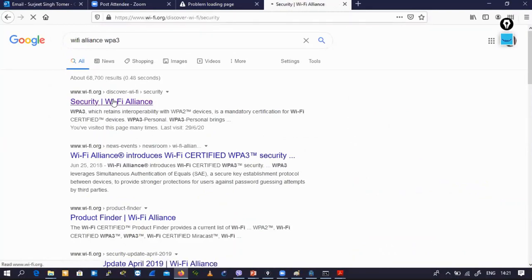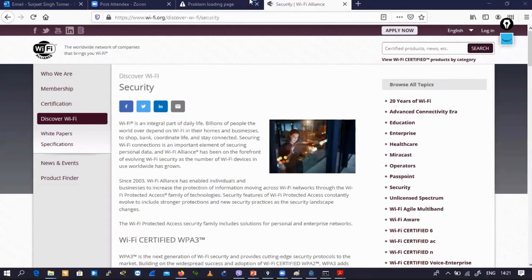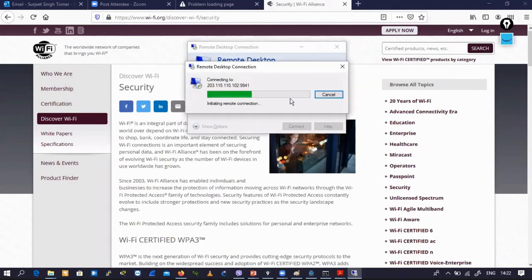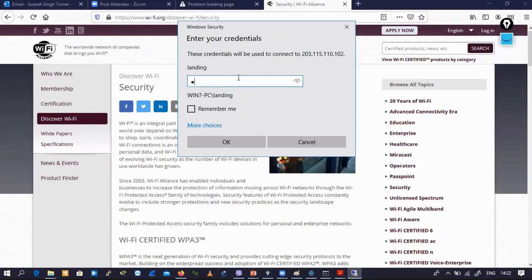If you open MSTSC, give me a chance, 1 minute, guys. If you open MSTSC, this is my machine actually, right? Give me 1 minute to open this machine. Okay, password.